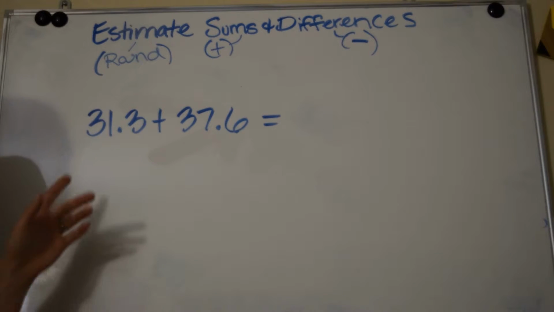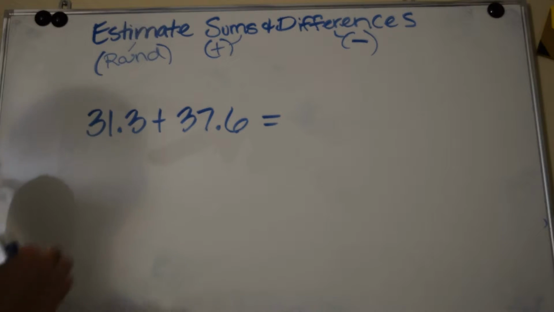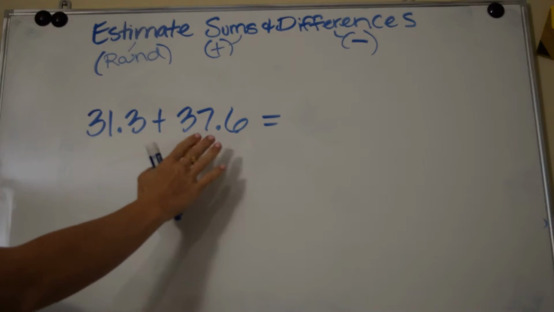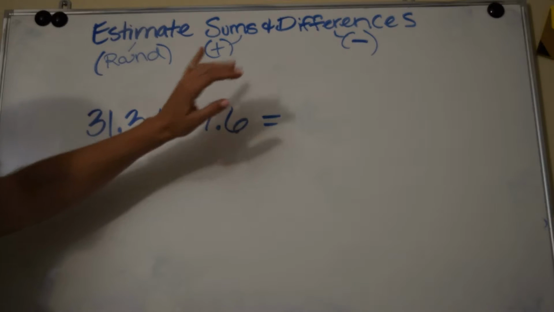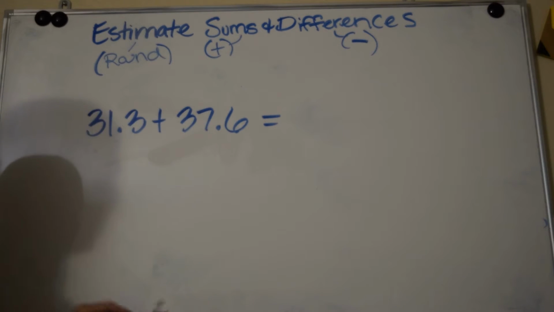So if you haven't yet, please be sure you watch the previous lesson, which was on how to round a decimal. If you're following along in McGraw-Hill, we are currently in chapter 5, and this is lesson 2. All right, so here's our problem. We have 31 3/10 plus 37 6/10. Before we add, because it wants to know the sum, we need to round both of these.